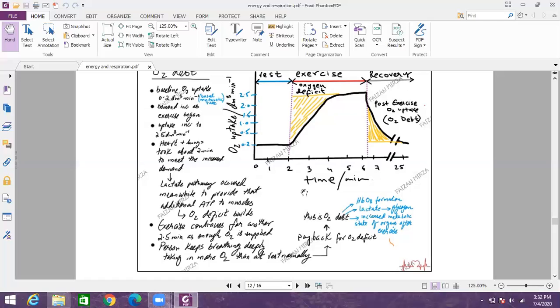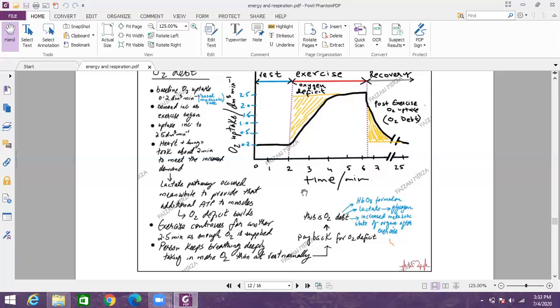So beyond the fourth minute to the fifth, sixth, and to 6.5 minutes, you can see the exercise continues and oxygen uptake is now at a maximum of 2.5. During the time when additional ATP was being made using anaerobic respiration, the person produced ATP with an oxygen deficit.